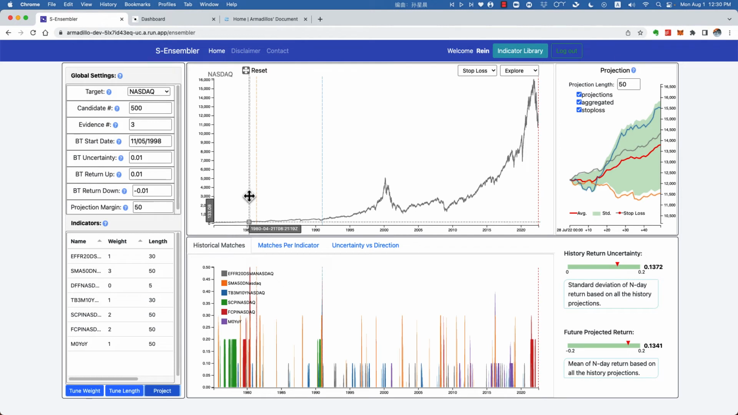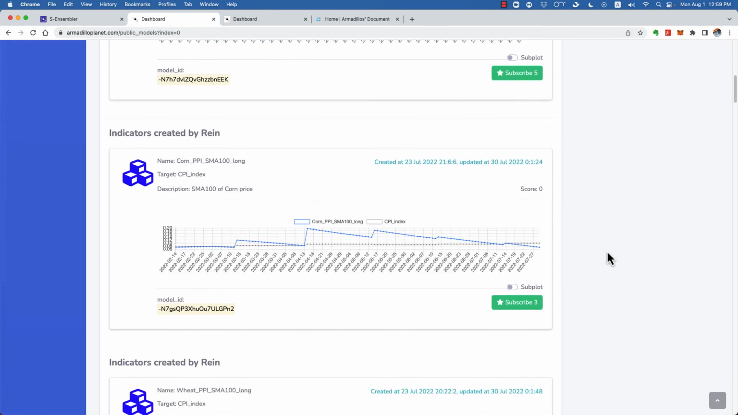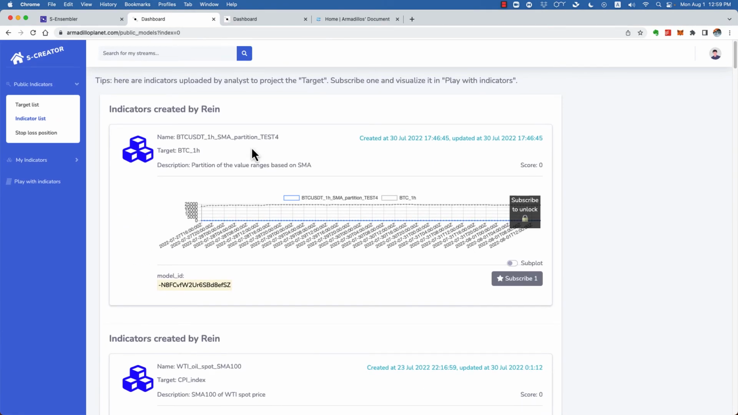And if you want to subscribe to more indicators, we can bring you into the indicator library. Just click it. Here you will find all the indicators that are available on our platform. The indicators are used to measure the similarity of history compared to today. And then you can subscribe to different similarity metrics. For example, let's subscribe to this one, the BTC 1 hour SMA.